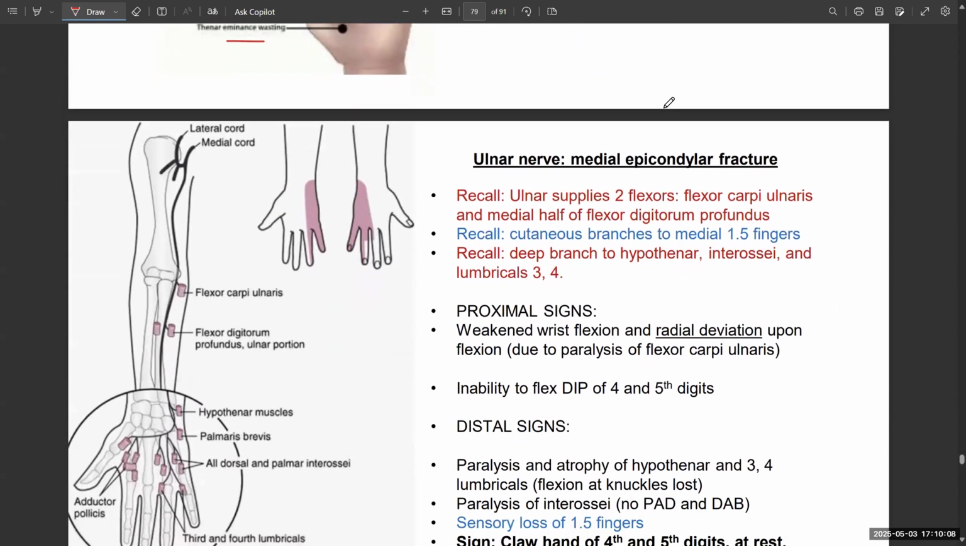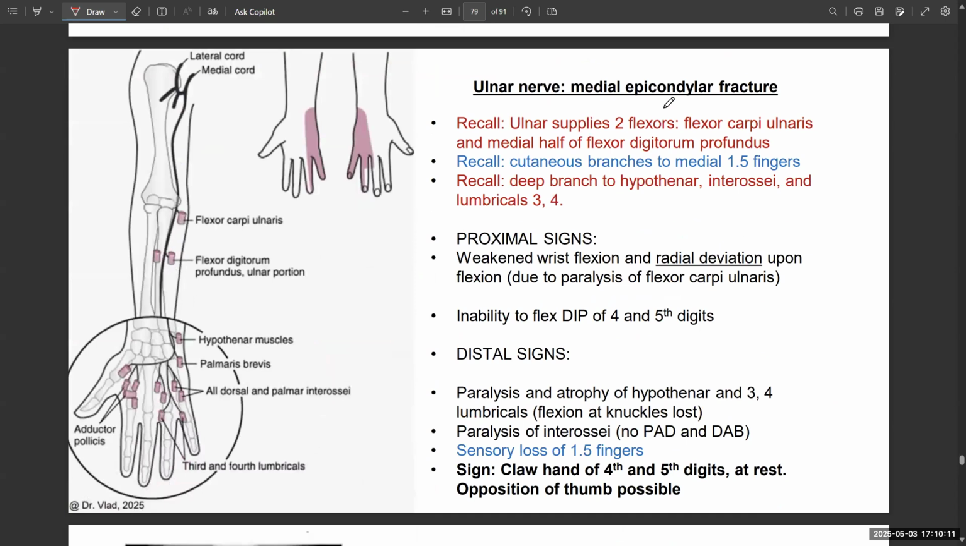Now we move on to the ulnar nerve. So let's take a little breather. The ulnar nerve, we recall, supplies two flexors: flexor carpi ulnaris, and the medial half of flexor digitorum profundus. The median nerve before supplied all the flexors. It was supplying every single flexor there was in the forearm. However, it did not supply these two flexors, the flexor carpi ulnaris and the medial half of the flexor digitorum profundus. These are now supplied by the ulnar nerve.